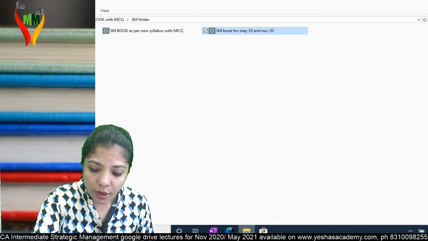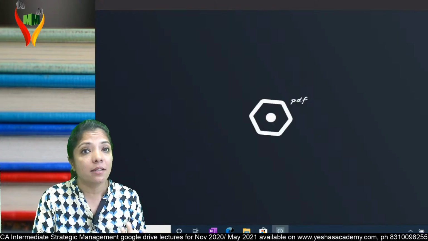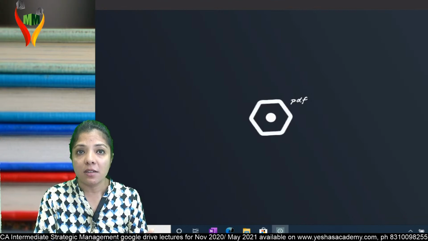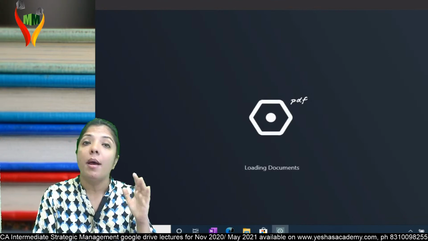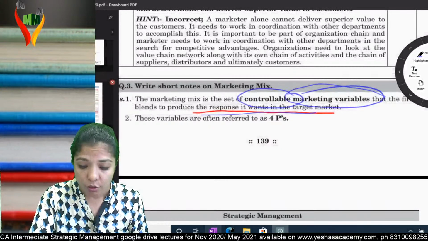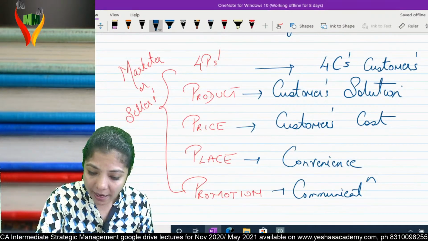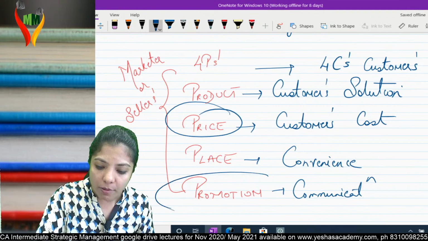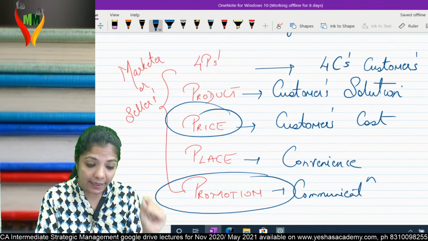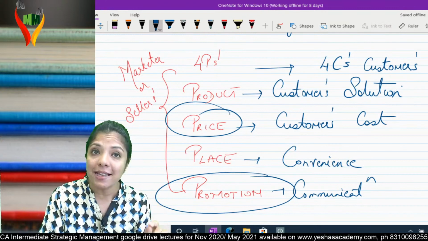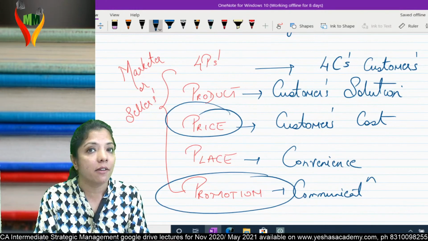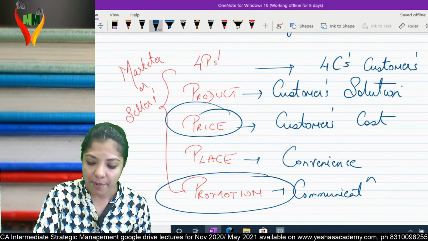Now, what question can come? Either they can ask you to write a short note on the marketing mix, or else individually they can ask you to explain price or promotion. If they want to ask individually, they'll ask price and promotion, because for product and place, nothing as such important is given. Am I clear?